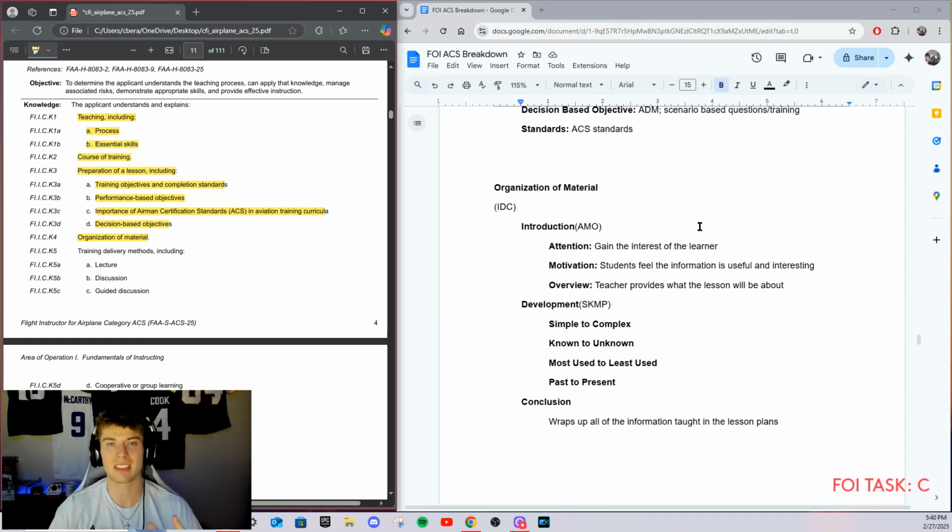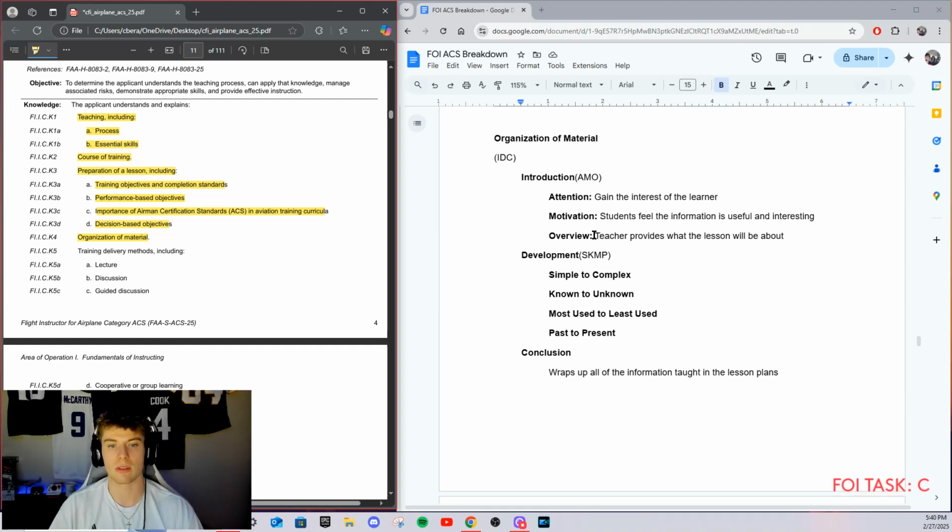I mean, for the attention, you don't need a hook like you're in English class. You don't have to create some big pizzazz, but just give them that why, I guess, would be the attention and the motivation. It's like, why are we learning this? That way their brain can start to make those connections, like, how am I going to use this? And then the overview, the teacher provides the lesson. So just everything you're going to go over, essentially.